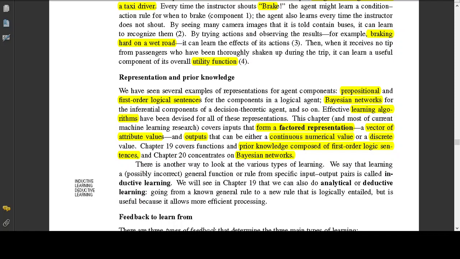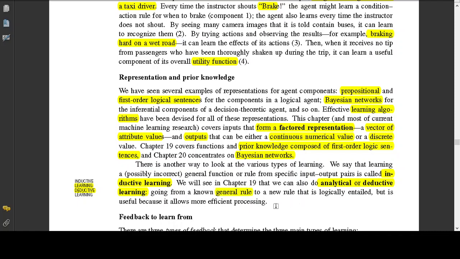There are two kinds of learning. One is inductive learning, that is, from the input-output pairs we can learn. As I said earlier, images of flowers, and the answer is yes. So the input is the image of a flower, and output is yes. We can feed these input-output pairs and train the system, and that is inductive learning. Then another kind of learning is analytical or deductive learning. In that case, what happens is going from a general rule to a new rule.